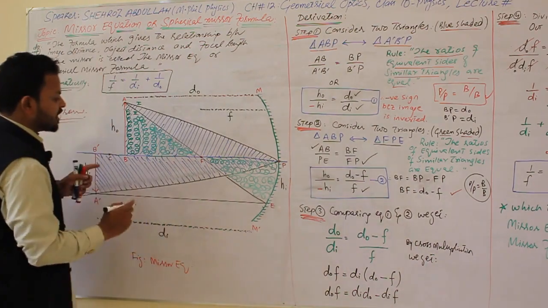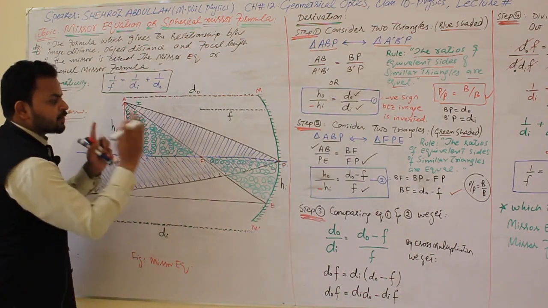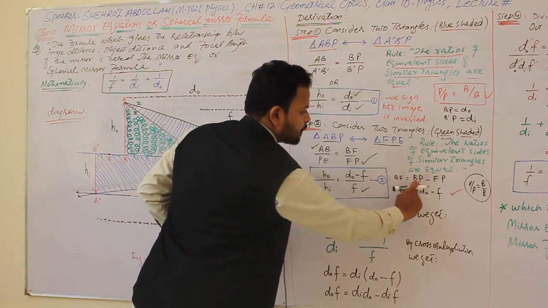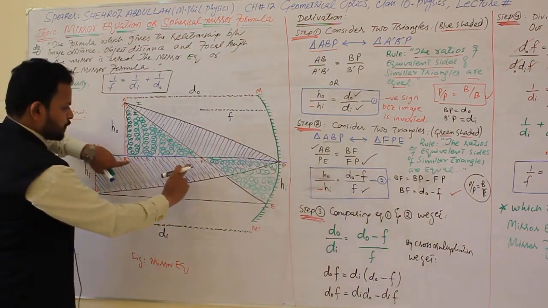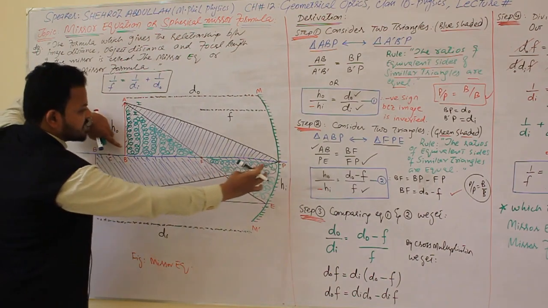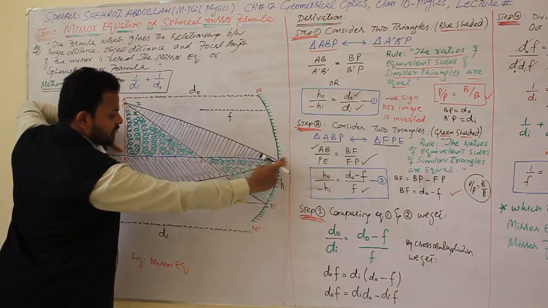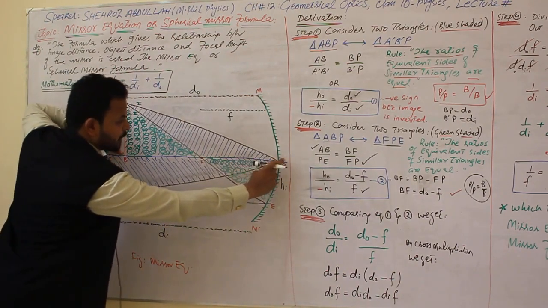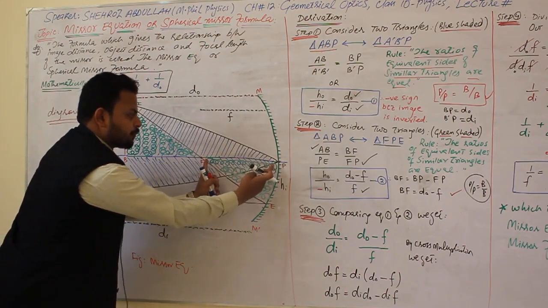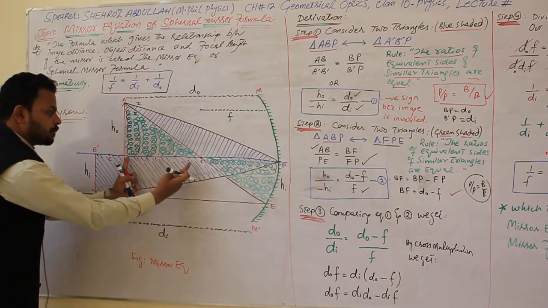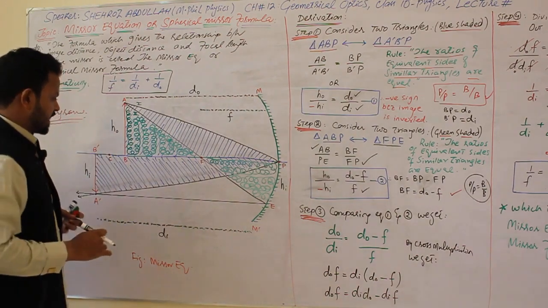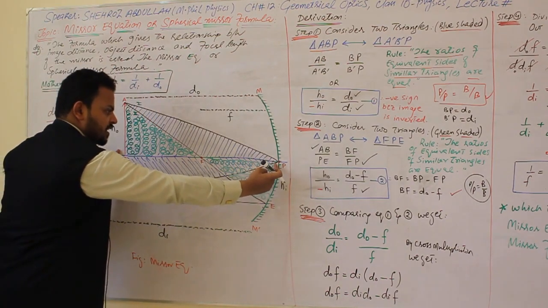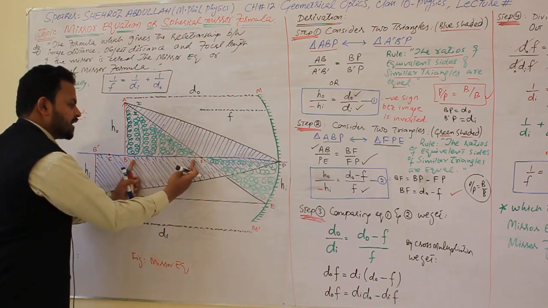Now, what is BF? This is the BF distance. How will we find the BF value? I can say that BF is equal to BP minus FP. If we have the total distance BP, from B to P, and I subtract FP, this distance, what am I going to get? BF. Do remember one thing: if I subtract the FP value from the BP value, I am going to get BF.